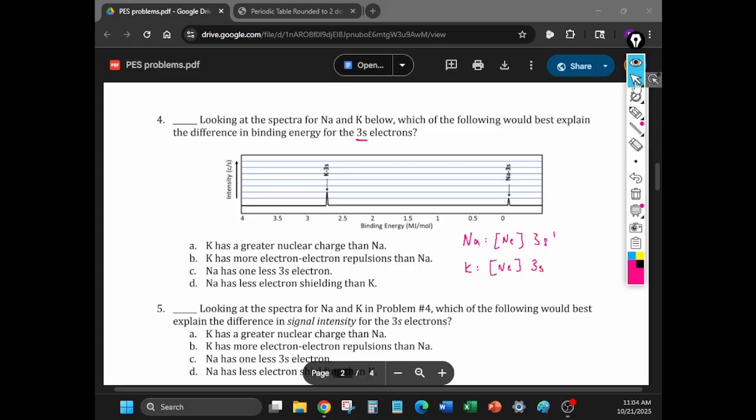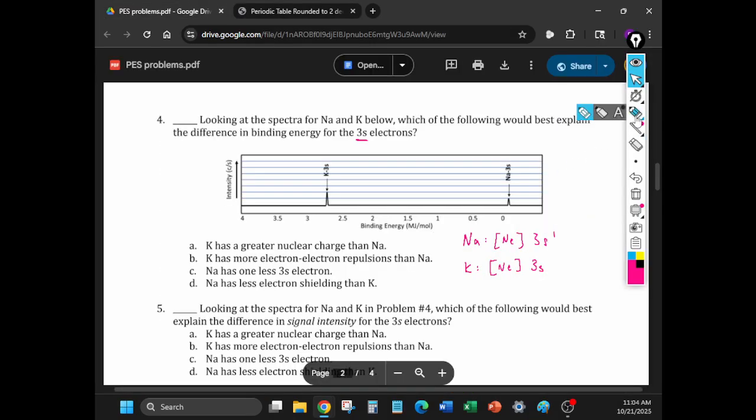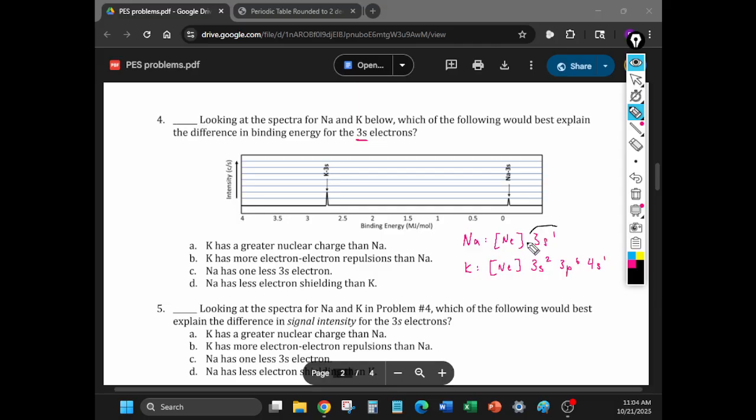If you look at the periodic table, potassium, 2. Potassium's right here. So to get to potassium, you need to fill up the 3s subshell. We also need to fill up 3p, and then we go to 4s. So potassium is 3s2, 3p6, 4s1. So a lot of people, when they look at this question, think about potassium and sodium's valence shell. So they start comparing these two together. But the question is saying you're comparing 3s. And so you are looking at the 3s for these two elements.